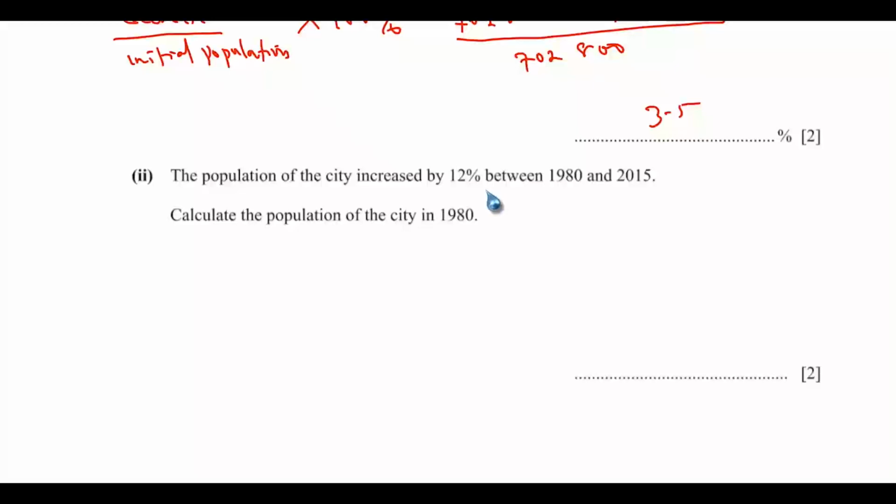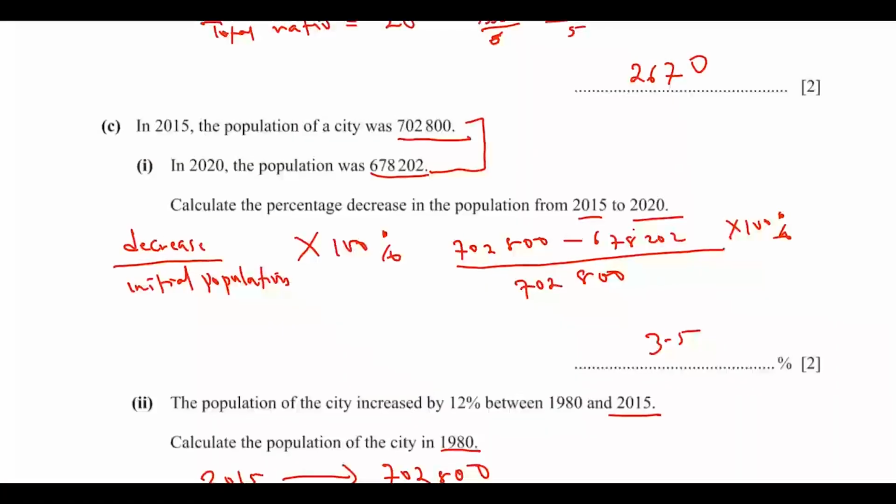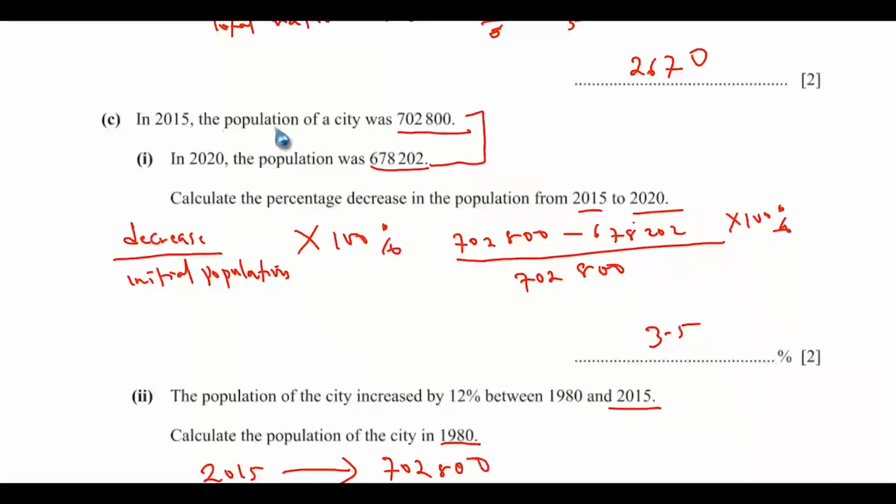Roman figure 2, the population of the city increased by 12% between 1980 and 2015. Calculate the population of the city in 1980. So that means at 2015, as stated up there, the population was 702,800. If you scroll up to the previous question, as you can see here, in 2015, the population of a city was this.